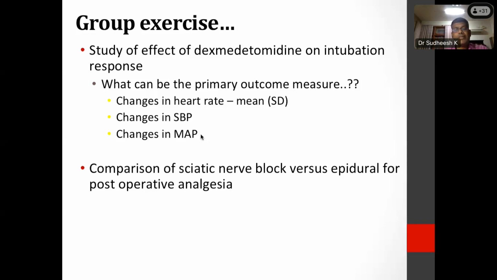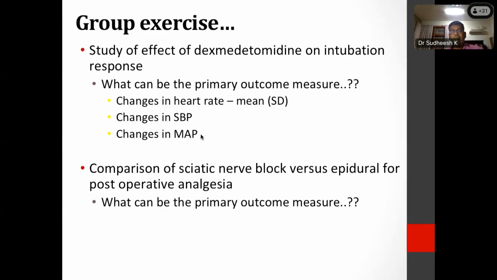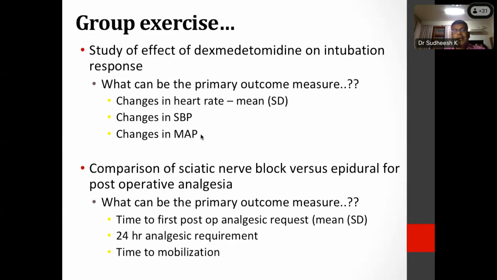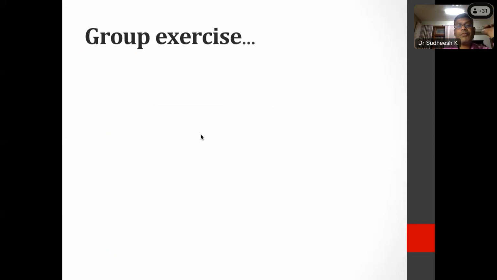Comparison of sciatic nerve block versus epidural for postoperative analgesia. What can be the postoperative outcome measure? It can be time to first post-op analgesic. It can be 24-hour analgesic requirement, or you can also take time to mobilization because you are worried about the motor blockade. You want somebody to walk faster, isn't it? So whether sciatic nerve block helps faster recovery or epidural helps faster motor recovery, that can also be studied, isn't it? So you can select whatever is required for your study based on the research question as the primary outcome measure.